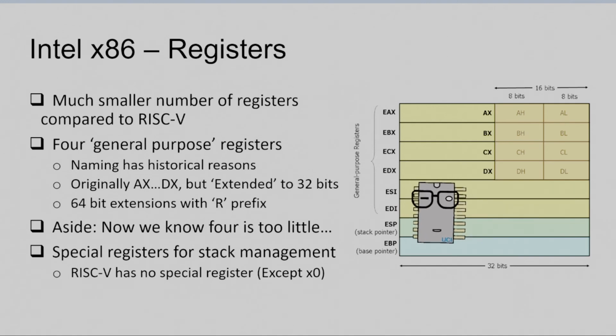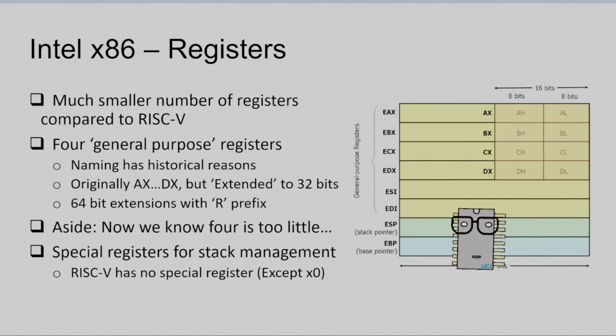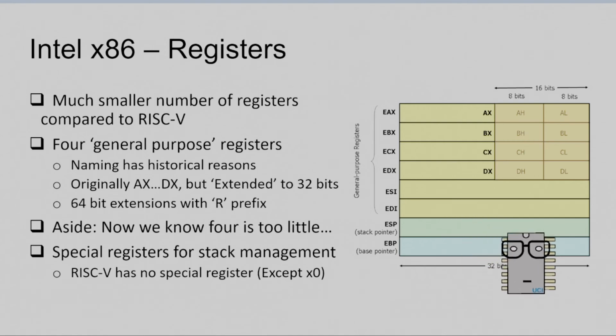Intel plays a lot of tricks to get around this problem while still maintaining this program abstraction, which we probably won't have time to get into in undergrad computer architecture, but they do their best. They also have special registers for stack management, the stack pointer and the base pointer, which RISC-V doesn't have. There are only general purpose registers, with conventions recommending that you use them that way, but not like Intel.